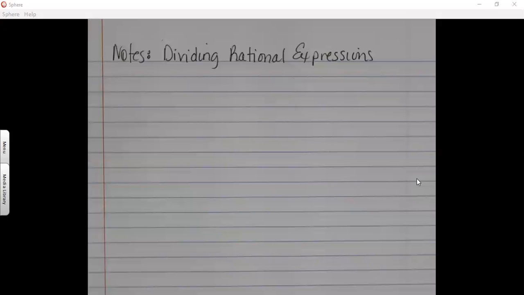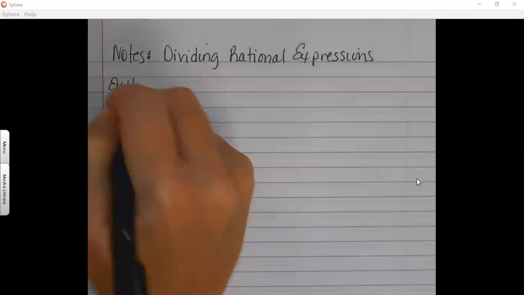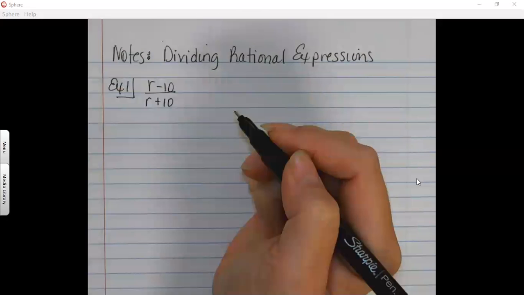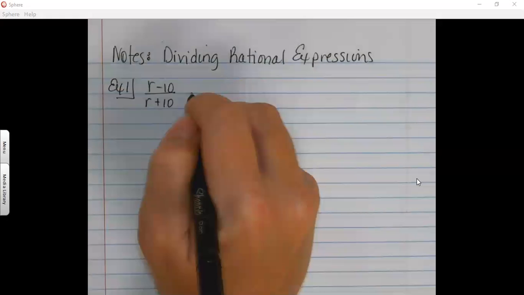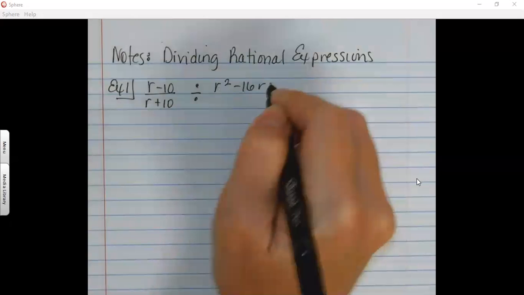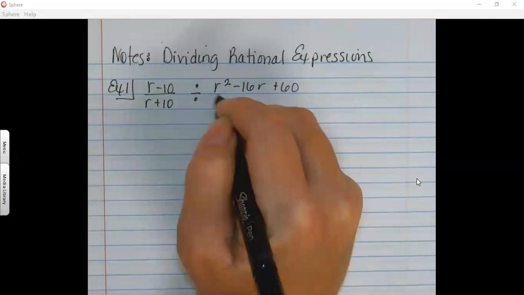So example 1, we have r minus 10 divided by r plus 10. That's my first fraction, r minus 10 over r plus 10. And that is being divided by r squared minus 16r plus 60, all over 54 minus 9r.